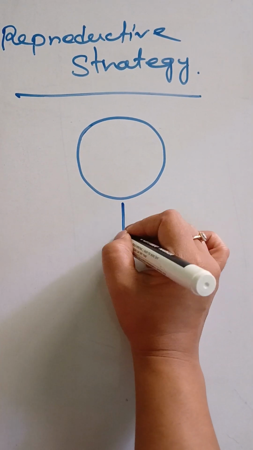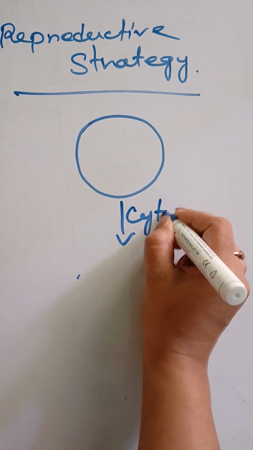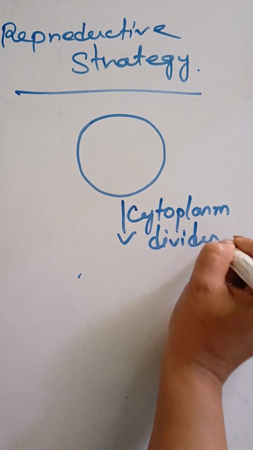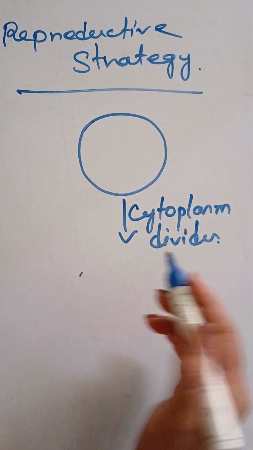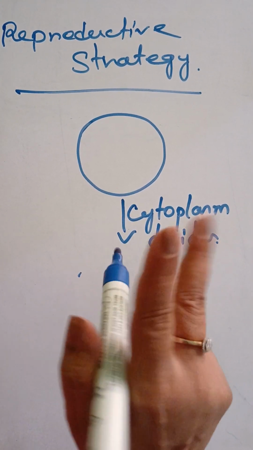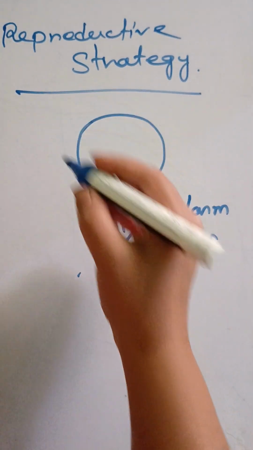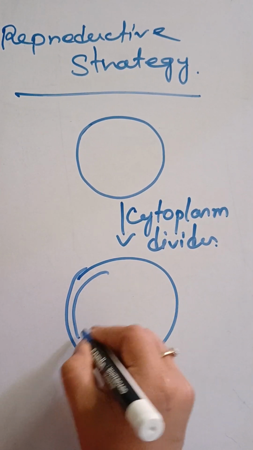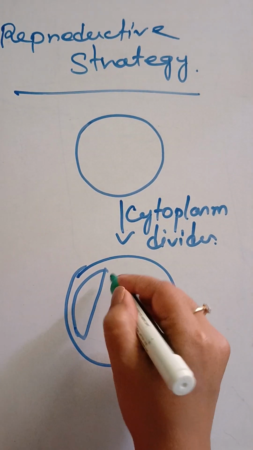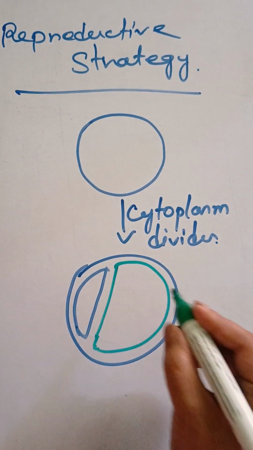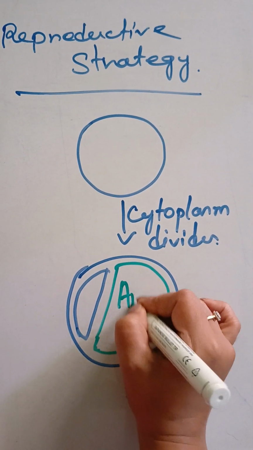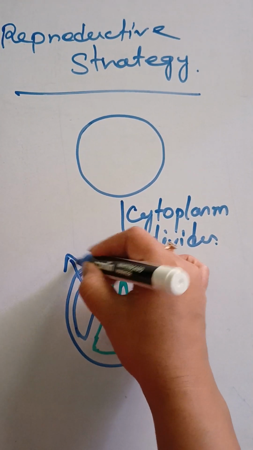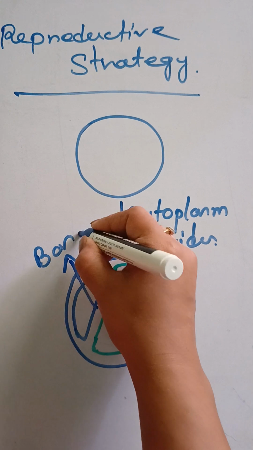Now the cytoplasm divides, or division of cytoplasm occurs. This will give rise to two types of cells. What was that? A small cell and a large cell have been produced. This one is known as the apical cell and this one is known as the basal cell.